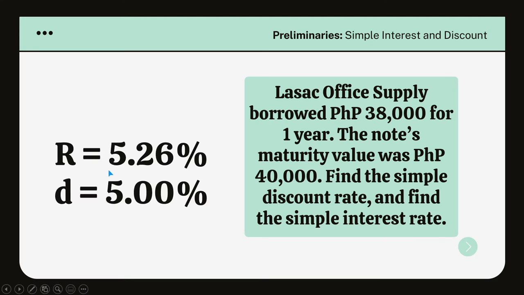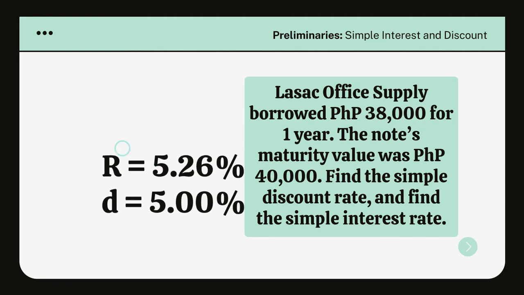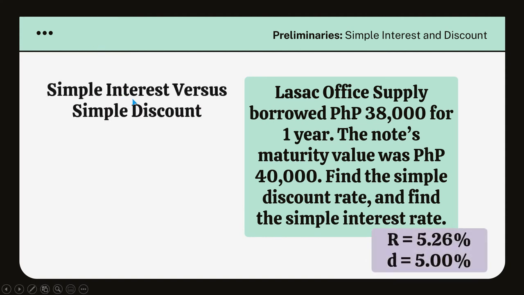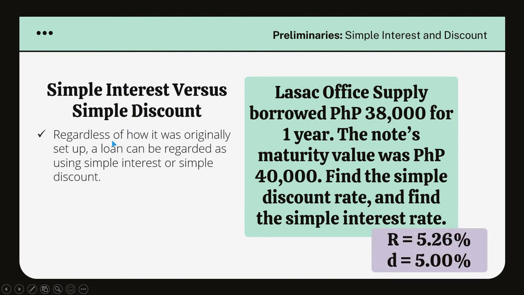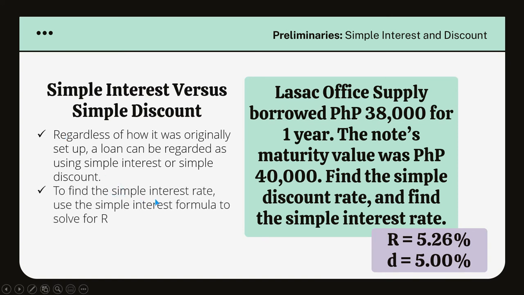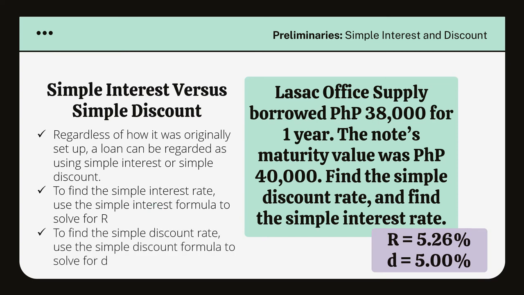So, the simple discount rate is 5%, whereas the simple interest rate is 5.26%. Alright, so simple interest versus simple discount. Regardless of how it was originally set up, a loan can be regarded as a simple interest or a simple discount. It actually depends upon the situation, how it's going to be looked at. To find the simple interest rate, use the simple interest formula and then solve for R. To find the simple discount rate, we're going to use the simple discount formula and solve for D.